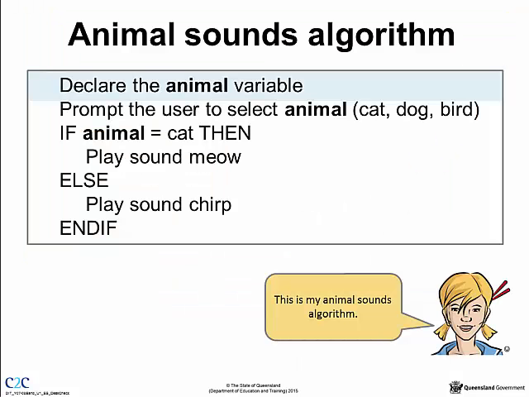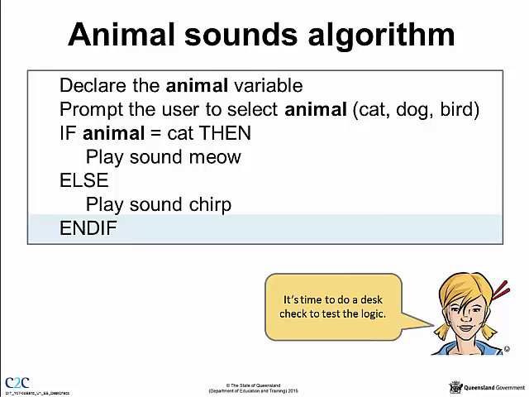This is my animal sounds algorithm. Before I begin, I am going to run through the algorithm as it is. First thing I need to do is declare the animal variable. Then prompt the user to select an animal, cat, dog, or bird. If the animal equals cat, then we're going to play some sound, meow. Else, we'll play some sound, chirp. And if.